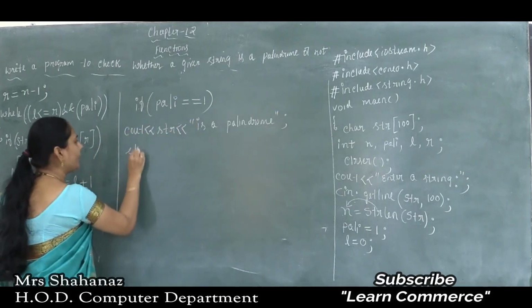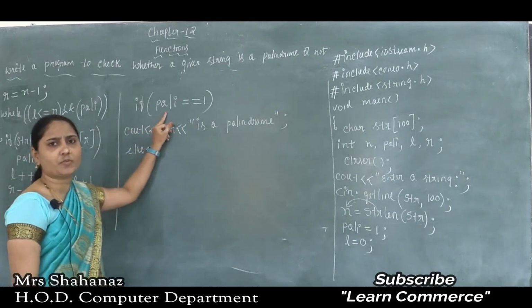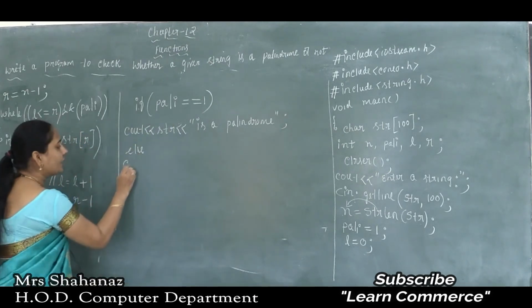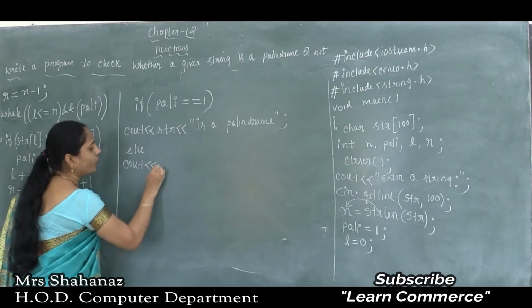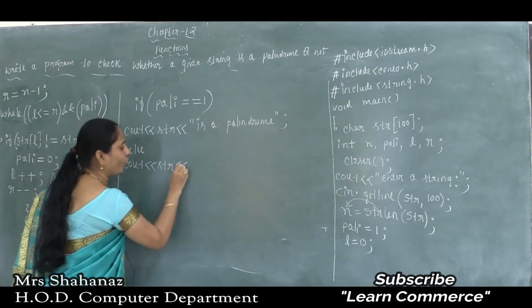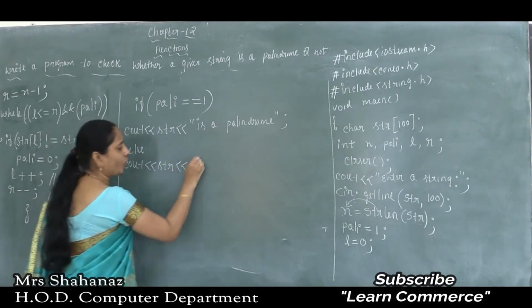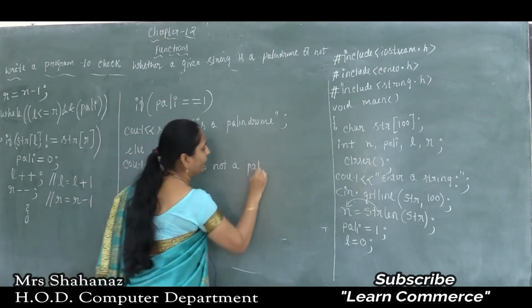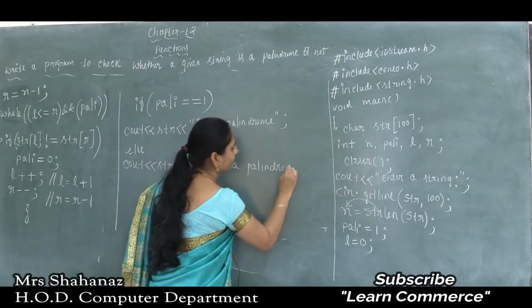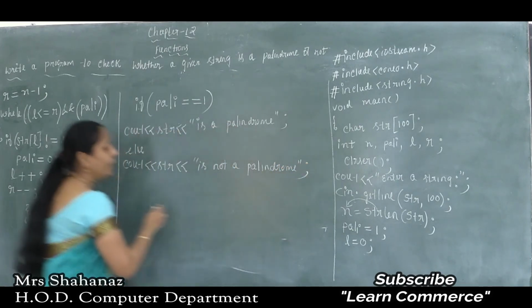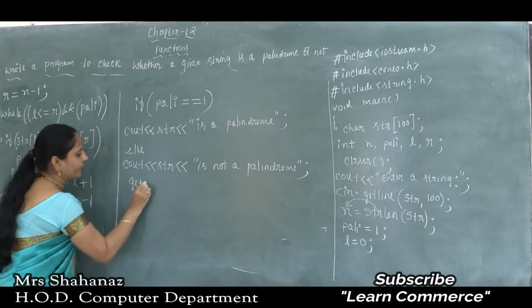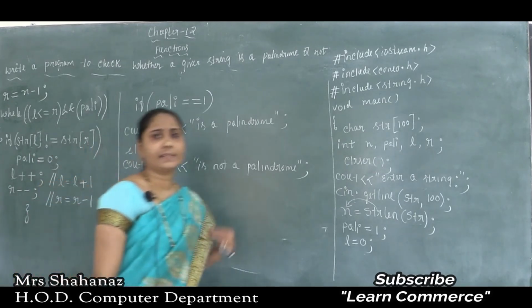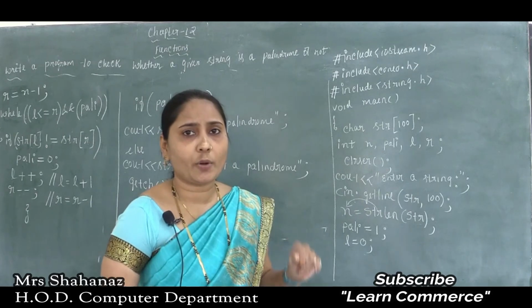Else, if the condition is false, when the Pali value is not equal to 1, then display with cout whatever word you entered, such word is not a palindrome. Clear this point here? Is not a palindrome in this case. Closing of the double quotation, getch, and closing of the flower bracket. So clear this point here? So this is our program.